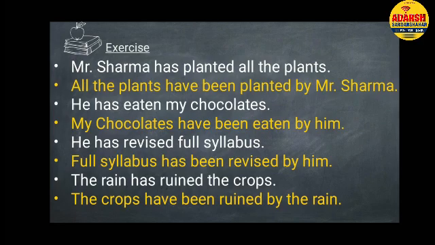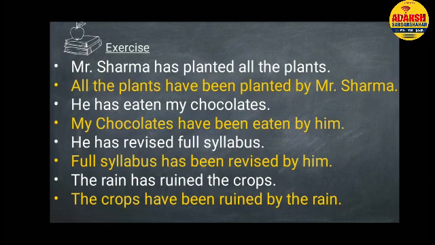Now the fifth step, which is to put a suitable helping verb before the main verb. Here, full syllabus is singular, so we put has been. So our sentence is: full syllabus has been revised by him.